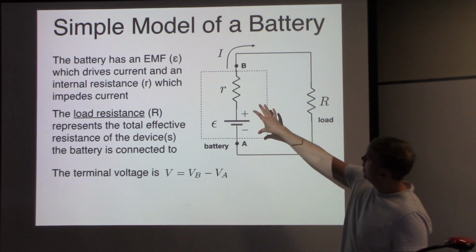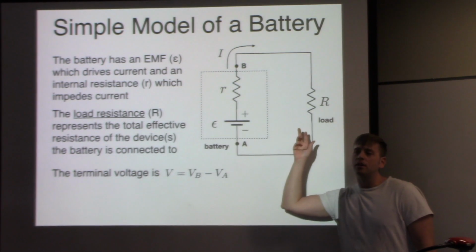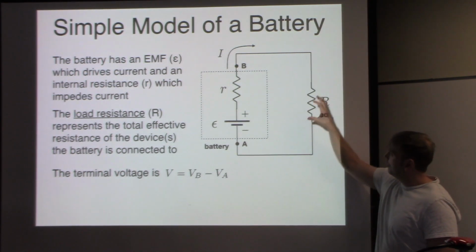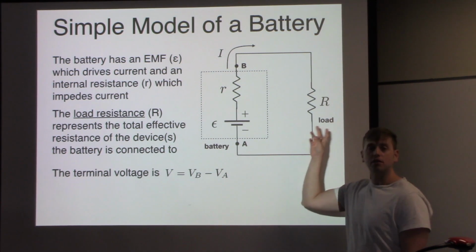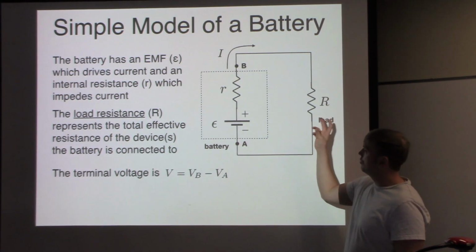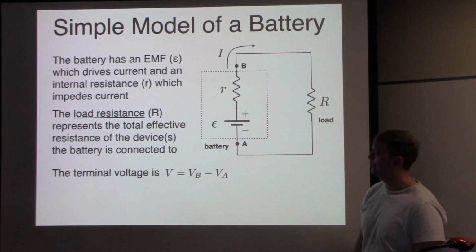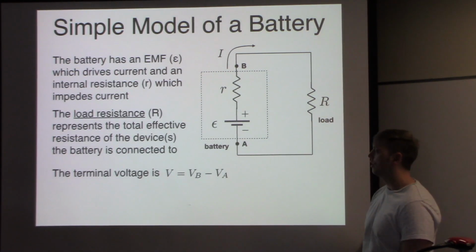We can connect the battery to something, and in reality, this can be anything you want. It can be a light bulb, a motor, a heater, whatever the case may be. This is some kind of device that we connect the battery to, which has some kind of resistance. And we call that resistance the load resistance, and that's given by capital R. So it's just the resistance of whatever device, or even a set of devices, that this thing is connected to.